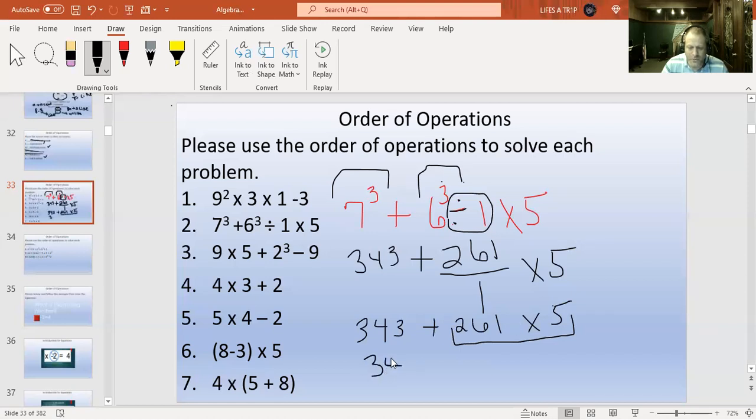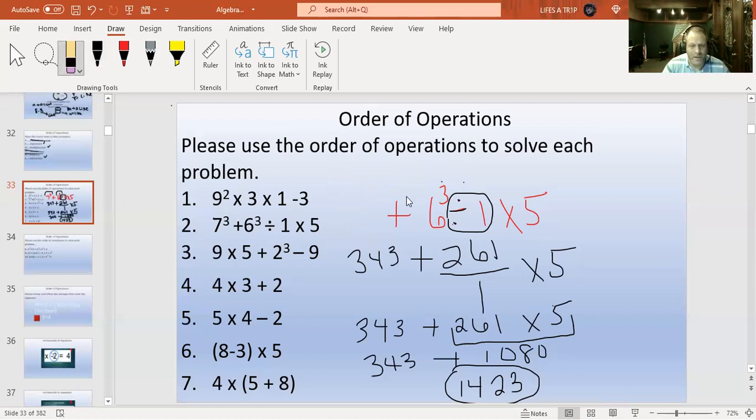So 343 plus 1080, and then we can add those together to get 1423, which is our answer. That was problem number 2. Pause the video if you need to copy any of this down.